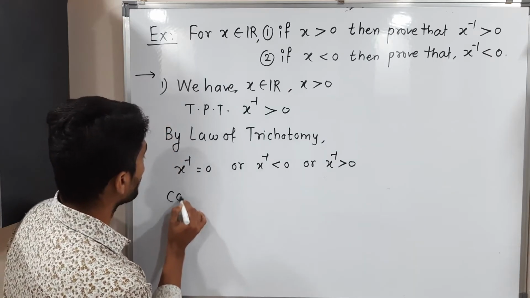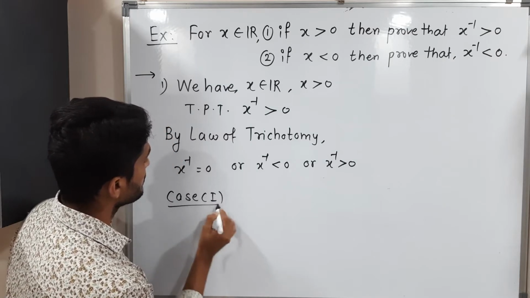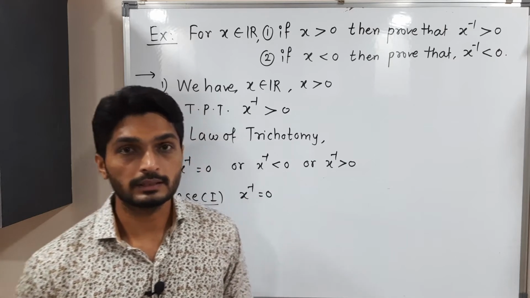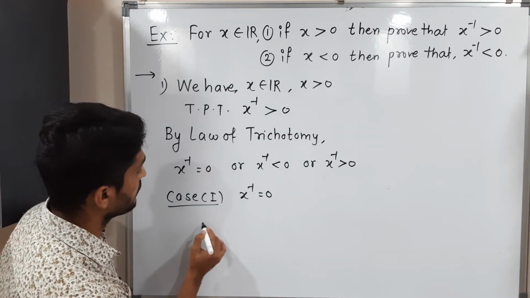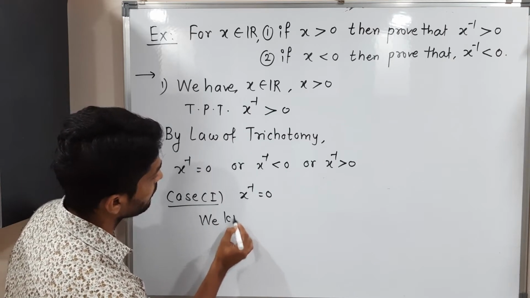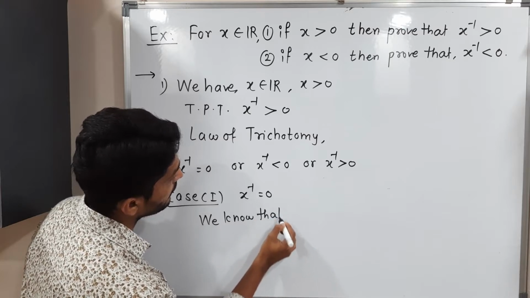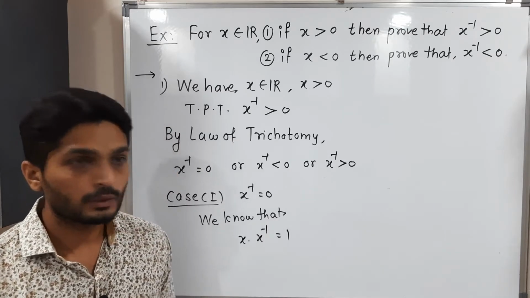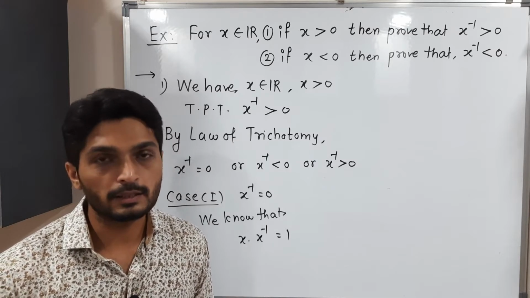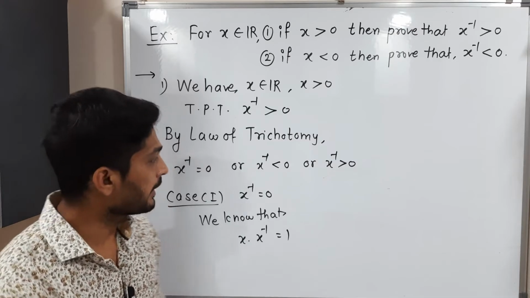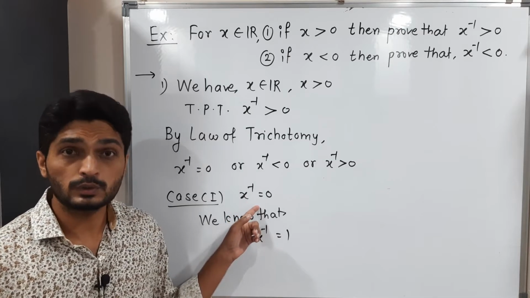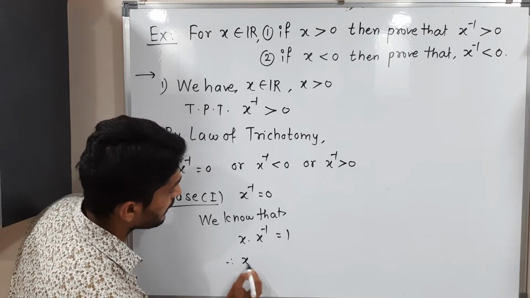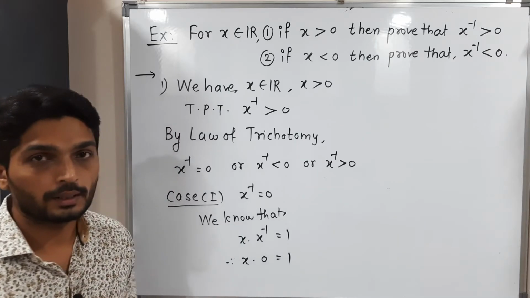So our case number 1 is x inverse is equal to 0. Let us see what will happen if I consider x inverse is equal to 0. We know that x into x inverse is equal to 1, because it is a multiplicative inverse, so obviously their product is 1. But right now we have considered x inverse is equal to 0, so I can put its value here. Therefore x into 0 is equal to 1.